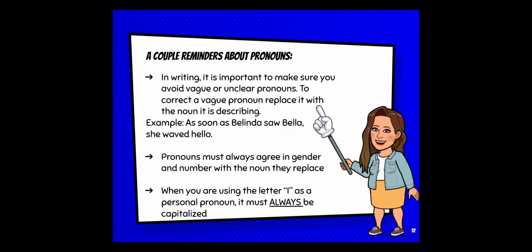Second, pronouns must always agree in gender and number with the noun they replace. And finally, when you are using the letter I as a personal pronoun, referring to I can do it, it must always be capitalized. Say it with me. I can capitalize the letter I when I use it to refer to myself. Yes, I know you can.